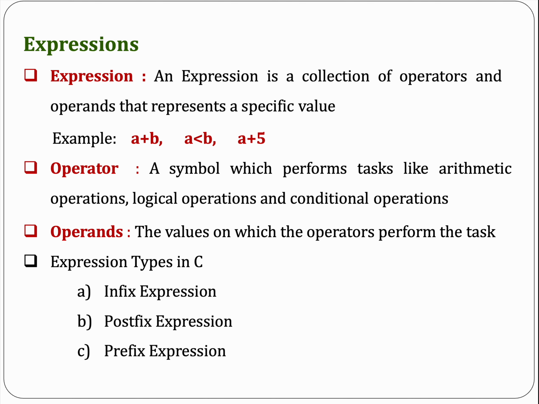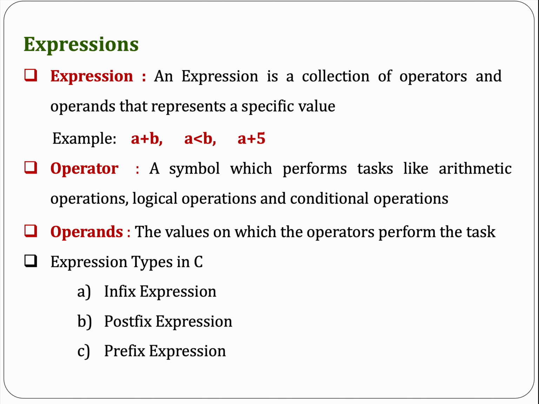Okay, so let's see the example. A plus B. Here A and B are operands, plus is an operator. The combination of A plus B, we can say, is an expression. Okay, A less than B. So A is an operand and B is an operand. Less than is a mathematical symbol. Okay, A plus 5. A is an operand, 5 is a constant value, plus is an operator. So these are examples of expressions.